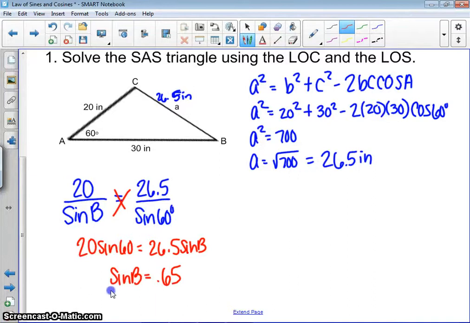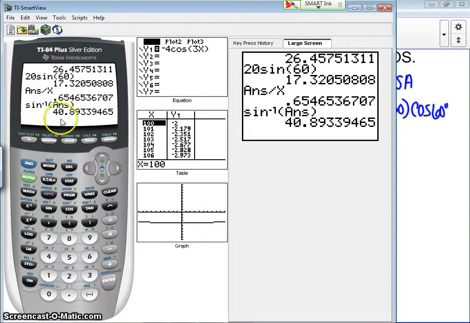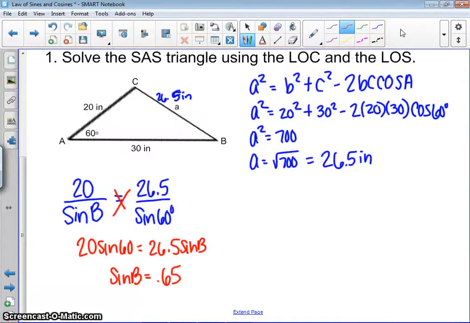And so the way that I get rid of sine is not by dividing, but by taking the sine inverse of this 0.65. So I'm going to take in my calculator like this, the sine inverse of this answer. And again, I don't want to cut the decimals off, so I'm going to hit second answer so it stores them all. And then hit enter. And so then that tells me that this angle is about 40.1 degrees. So angle B is about 40.1.